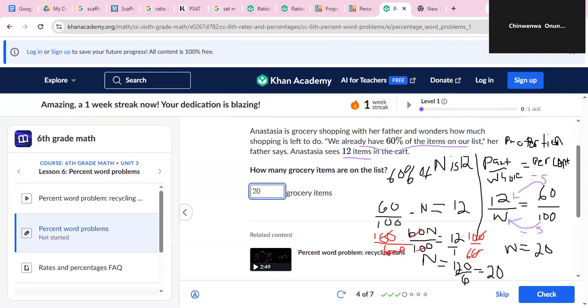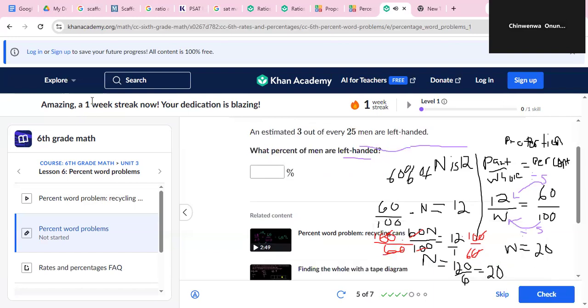Okay, so you guys check that out, make sure it makes sense. Writing it as a proportion, sorry, is a lot shorter than writing it as a word to math. All right, let's do the next question.